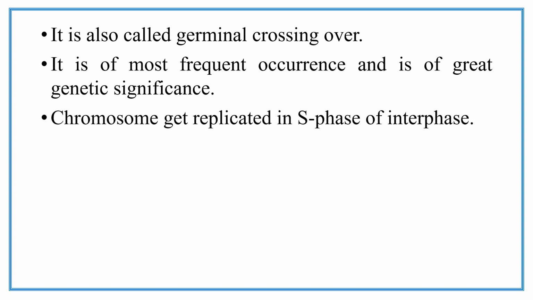As we know, when a cell enters the cell cycle, it has two phases, interphase and the M phase. Interphase is further classified into three stages, that is G1 phase, the growth phase, S phase and G2 phase. S phase is important because here the genetic material gets duplicated.